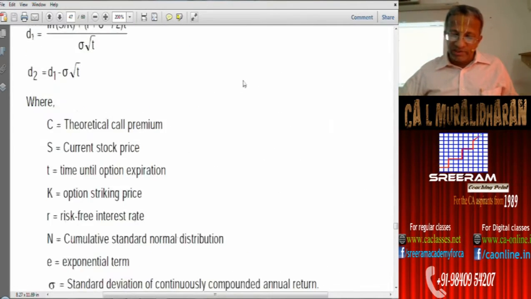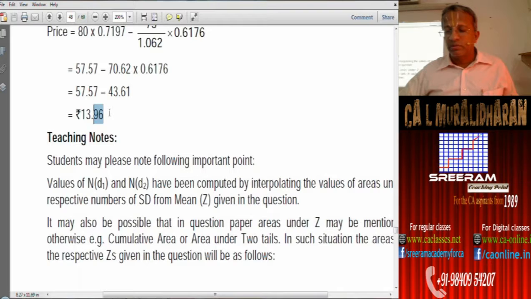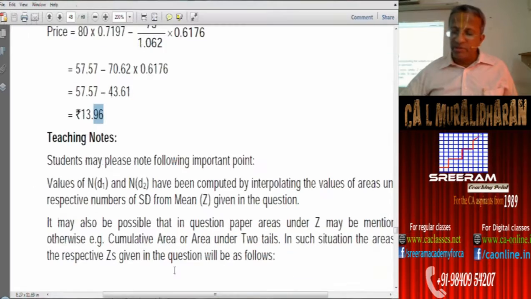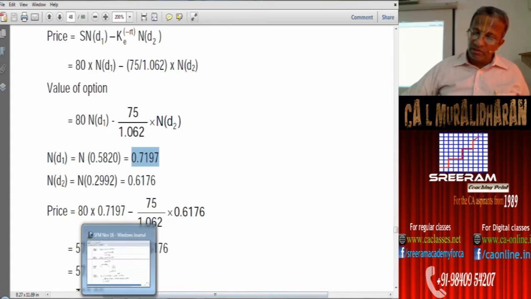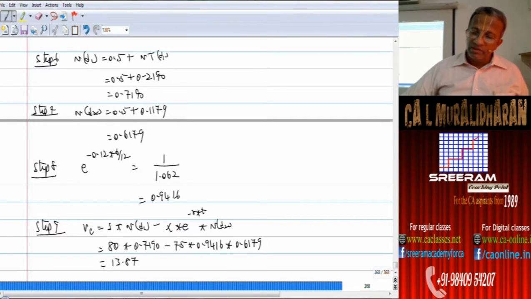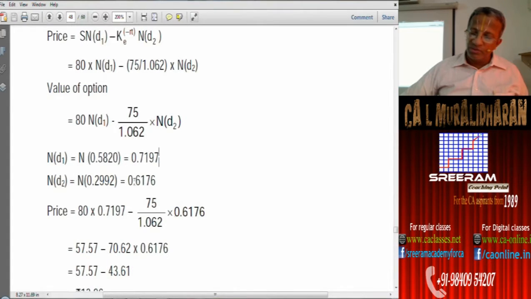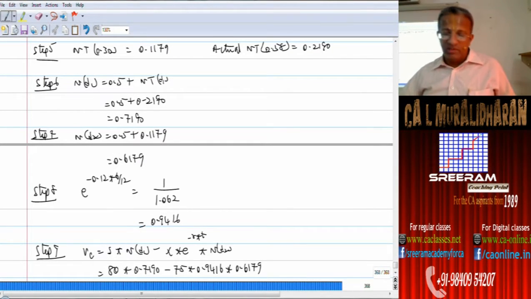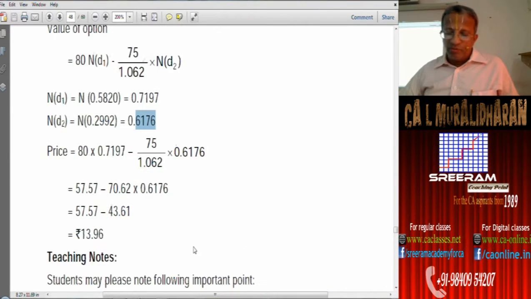So what had the institute given us as the answer? Let us just check. 13.96, whereas what you have got is 13.87. Maybe the trouble is on account of N d1. How much did you get? 0.7190. 6176. Is it 6176? See, maybe that decimal approximation is always there. So by and large it is correct.